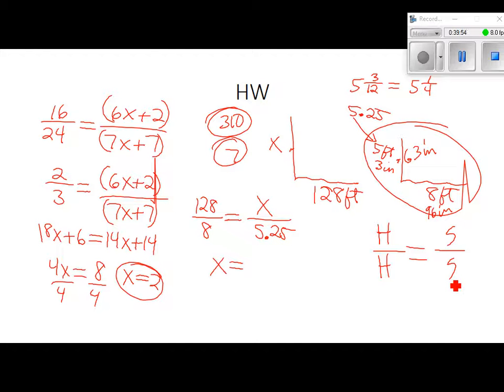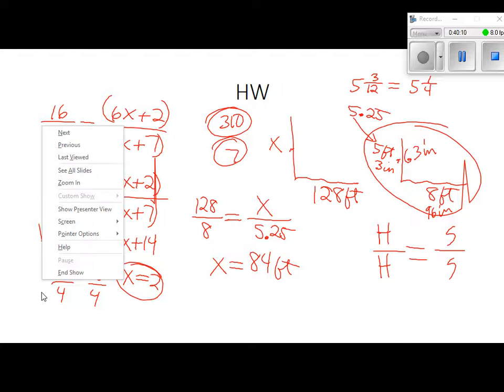What did anybody come up with for x here? 84. 84, and what's our units? Feet. Does it make sense for that lighthouse to be 84 feet tall? Yeah, lighthouses are pretty tall. How tall is a normal house? I asked a question this yesterday, and 36 feet. I got answers like that right there.